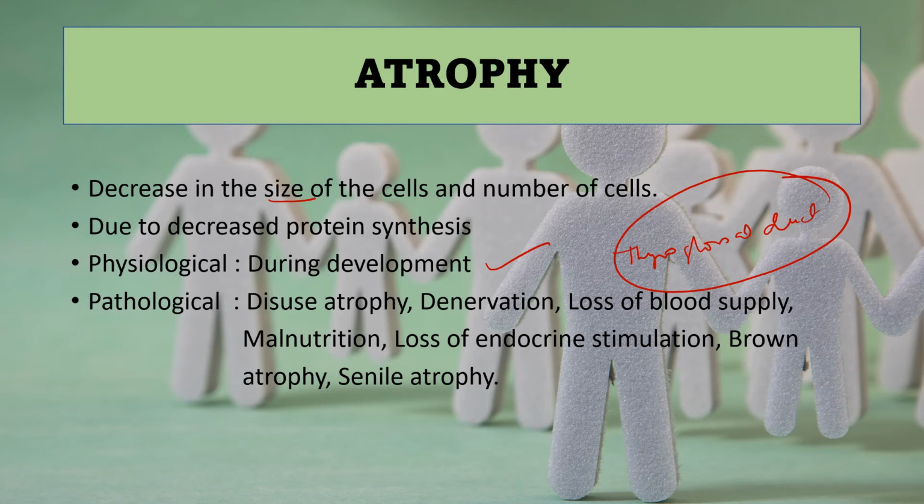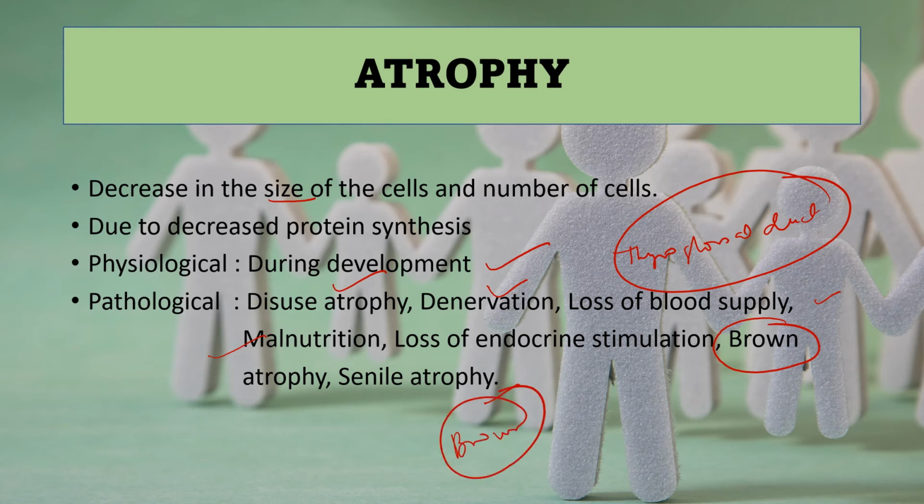And the pathological thing I told about is disuse atrophy, right? In hemiplegic patients, what happens? If they don't use the muscle for a long time, the muscles become atrophic. And denervation, I told about muscular atrophies, right? When you don't have a blood supply, with aging, when you have a decreased blood supply, when you don't have a proper environment for development like malnutrition or loss of endocrine stimulation, and with aging, these are pathological causes of atrophy. And there is one important thing called brown atrophy.